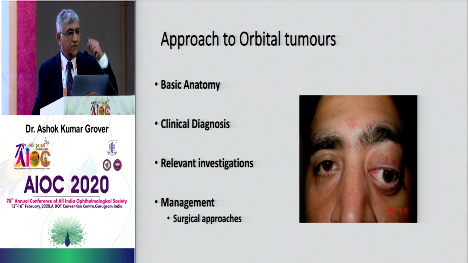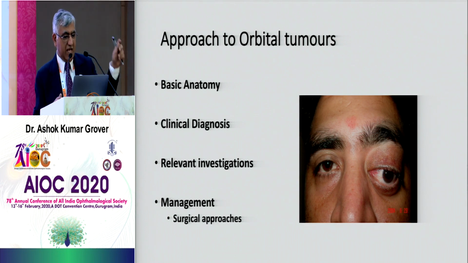Okay, so when we look at orbital tumors, the things that we need to know are, one, look at the basic anatomy of the orbit, how an orbital tumor would present because of the anatomical factors, and what the different presentations could be as a result of the anatomical change that it brings about. Then we look at the clinical diagnosis. The relevant investigations are very important to help us reach a diagnosis, which in turn leads us to the appropriate management.